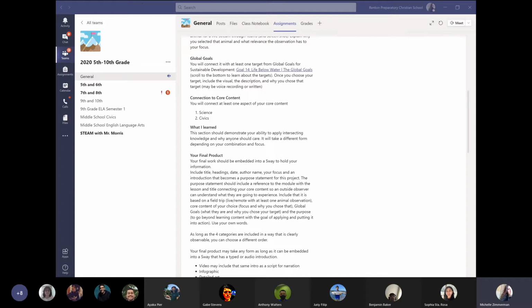So you're going to take a snip or a screenshot of your graphic so that shows a visual representation, put that in Sway, put the description of it there, and then how it relates to yours specifically. So when you're looking at, for example, target 14.2, protect and restore ecosystems, if that's yours, you might say, how does this specifically relate to my topic?